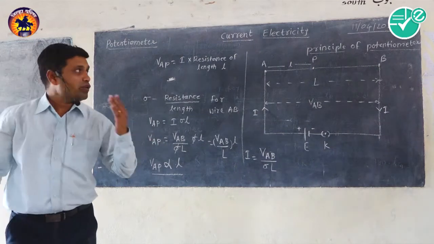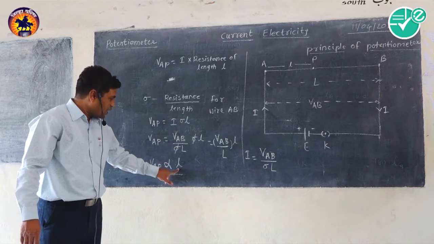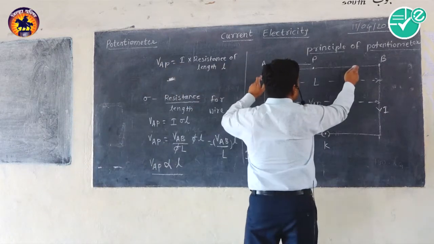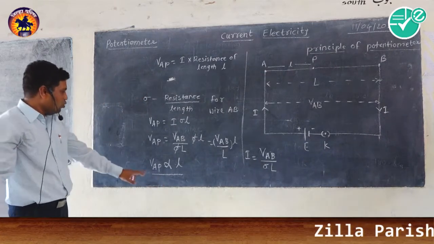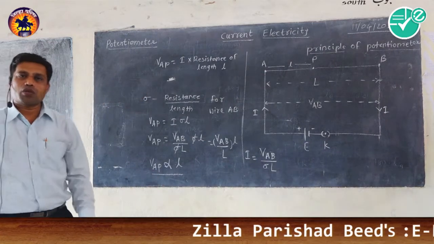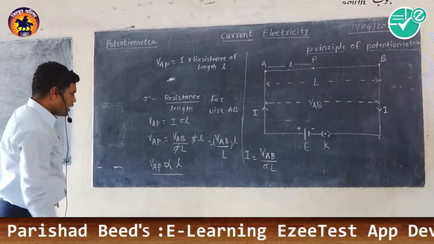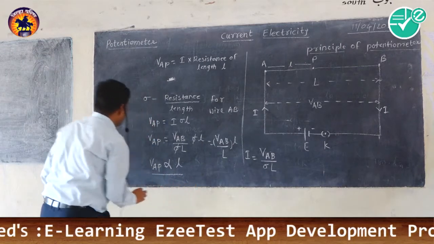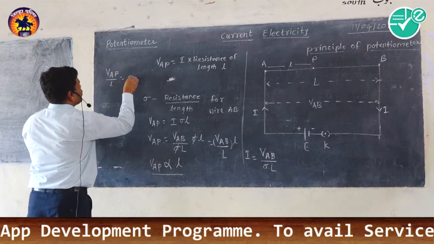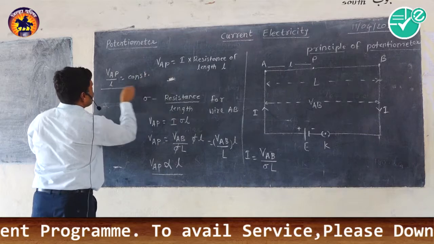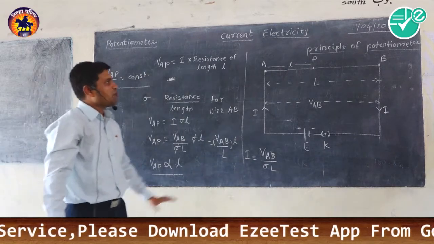Therefore, we can say that the potential difference VAP is directly proportional to l. If point P moves away from A, potential increases. If this l increases, potential increases. If this l decreases, potential decreases. It means the potential difference between two given points on the wire is directly proportional to its length. So we can write the equation VAP upon l is equal to a constant, and this relation is known as the principle of potentiometer.